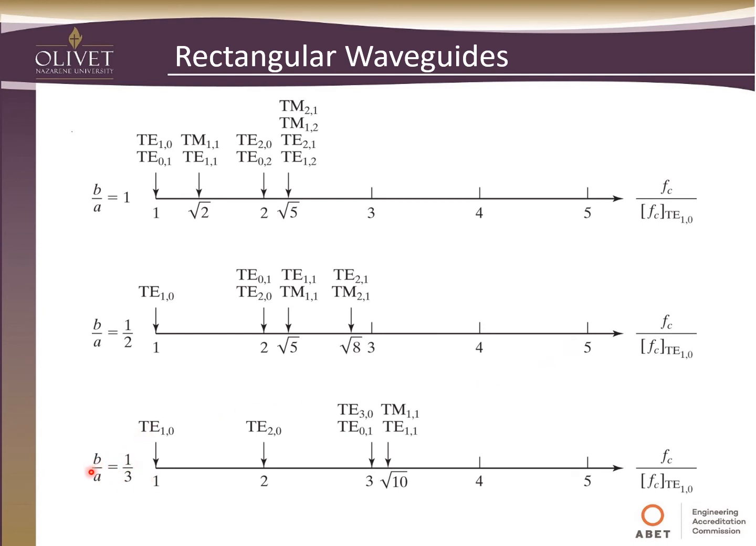All right, and then when we go to 3 over 1, A is still 3 centimeters and B is 1 centimeter. Again, TE10 will be the first to propagate. TE20 will propagate when we get twice that cutoff frequency. When we get to 3 times that cutoff frequency, TE30 and TE01. And again, these are just going back and putting the M and N values into that original equation that we have for this ratio.